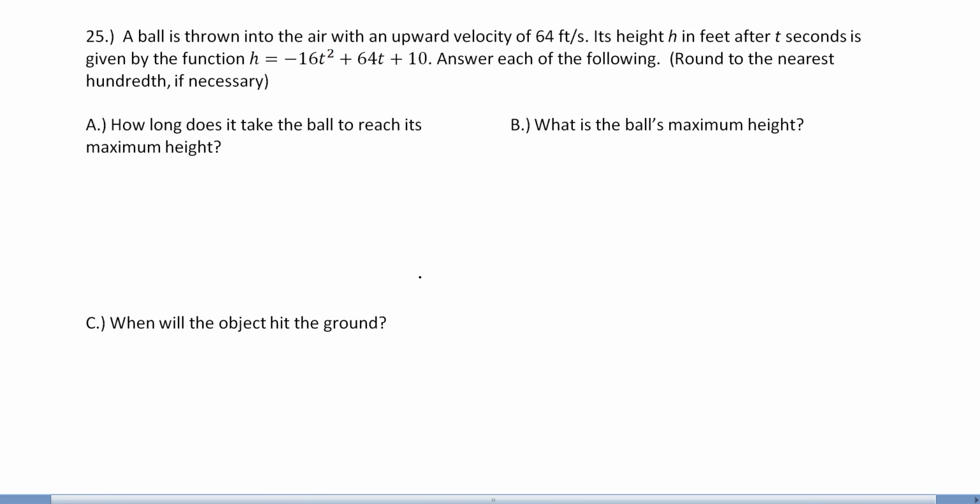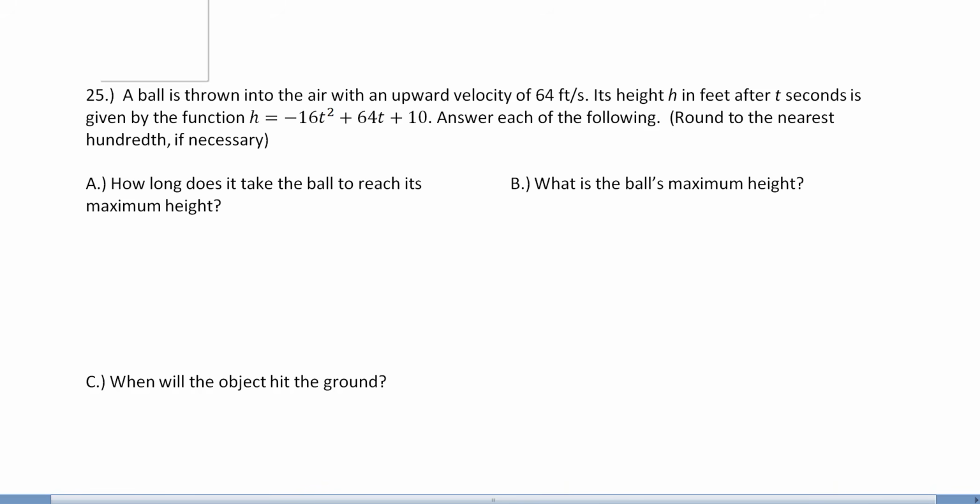This one, a ball is thrown into the air with an upward velocity of 64 feet per second. That's not super important other than the fact that it's giving us our units here. Okay, that 64 is already part of the equation, which I did for you. But it's showing us that the height is in feet and the time is in seconds. Okay, and that's important just for units in terms of this thing. All right, so it's given by the equation h is in feet and t is in seconds, and we're following the function h equals negative 16t squared plus 64t plus 10.